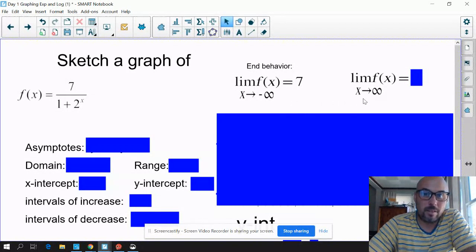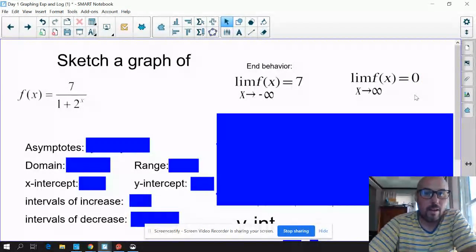What happens when the x values get really big? Well, what's 2 to a really big number? It is itself a big number. 2 to the positive 100 is really, really big. And 1 plus a big number makes it even bigger. And 7 divided by a very large number is essentially 0. So here are the end behaviors.